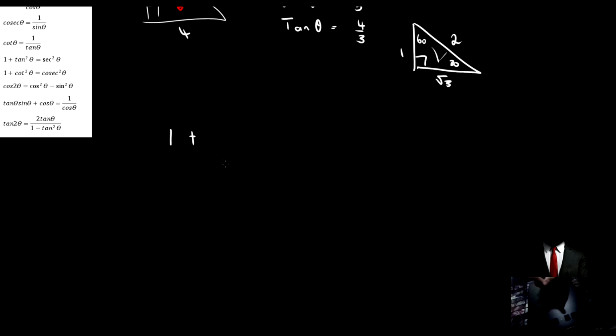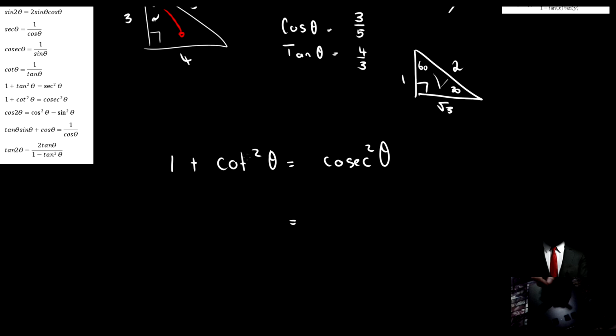Now we have 1 plus cotangent squared theta should be equal to cosecant squared theta. So we know the definition of cotangent is the reciprocal of tan, which I mentioned before. So if tan is 4 over 3, cotangent is simply 3 over 4. So 1 plus 3 over 4 squared.